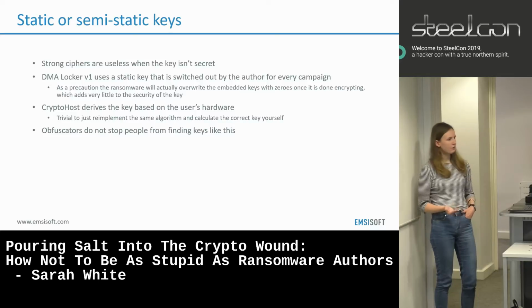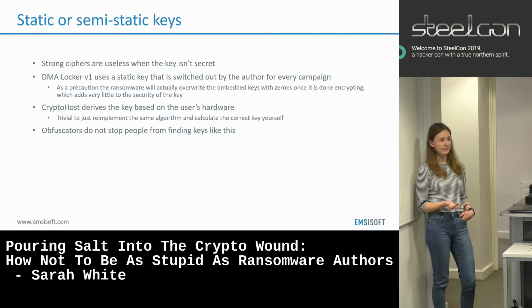So what can we learn from these examples? Well, strong ciphers are useless if the key isn't kept secret. In DMA Locker's case, they use a static key that the author switches out for each campaign. So as long as at least one user per campaign is able to recover the exe file, it's trivial to just take the key from the end of the file and then use that to decrypt all victims that were hit by the same campaign.